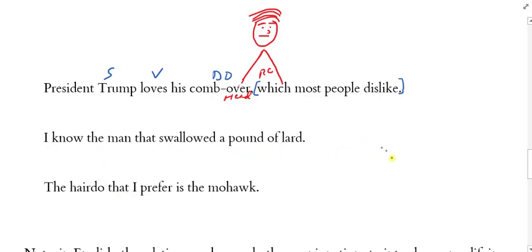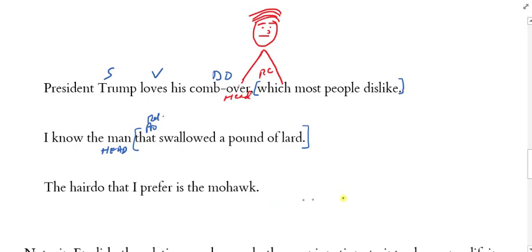Let's look at the next one. I know the man that swallowed a pound of lard. What's the main clause? I know the man. What's the relative clause? That swallowed a pound of lard. Excellent. What's the head of the relative clause? What's being modified by it? Man. Man is the head, right? And what is the relative pronoun that refers to the head? That. That's my relative pronoun, right? Okay, good. And these refer to the same thing: I know the man, and the man swallowed a pound of lard. Yes? They are the same entity.